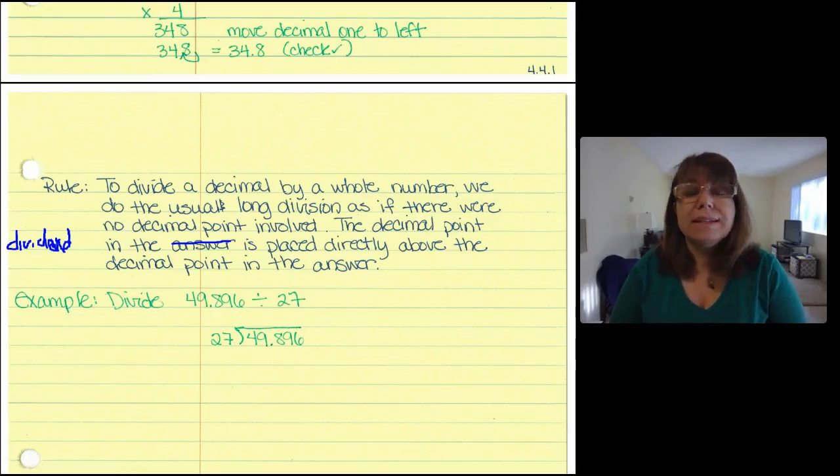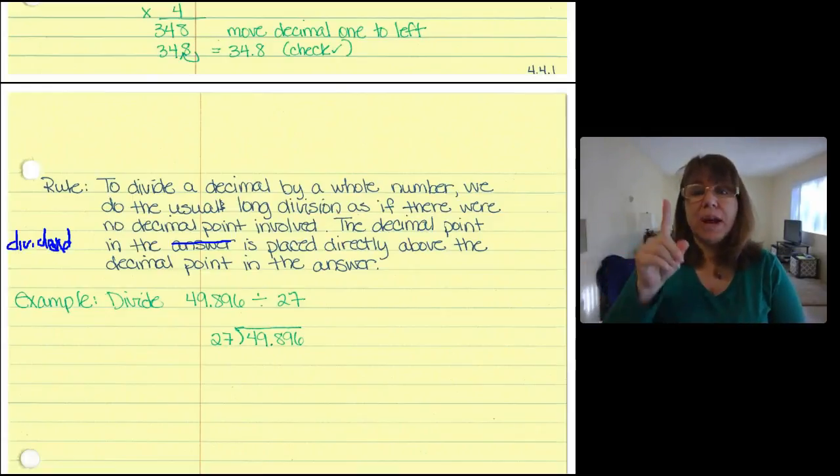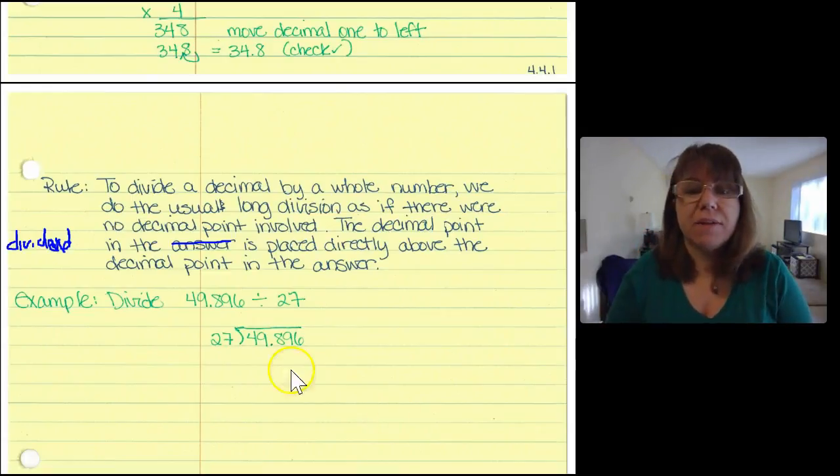Here's our rule. To divide a decimal number by a whole number, we do the usual long division as if there were no decimal point involved. But the decimal point in the dividend is placed directly above in the decimal for the answer. So here's what I mean by that. I want to divide 49.896. So 49.896 divided by 27.